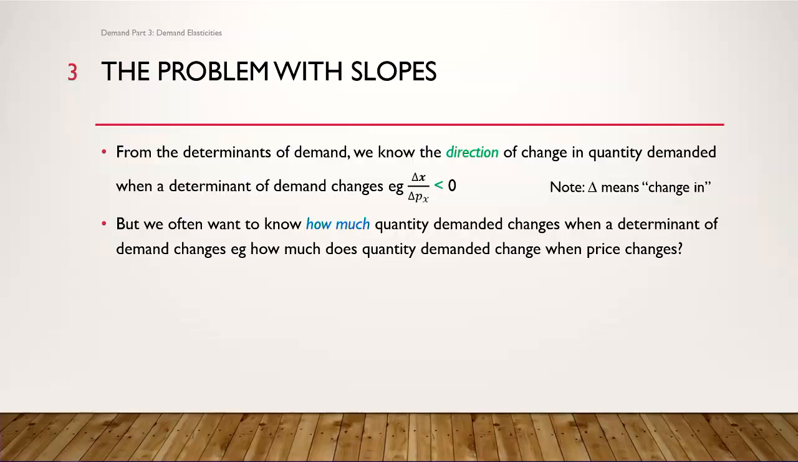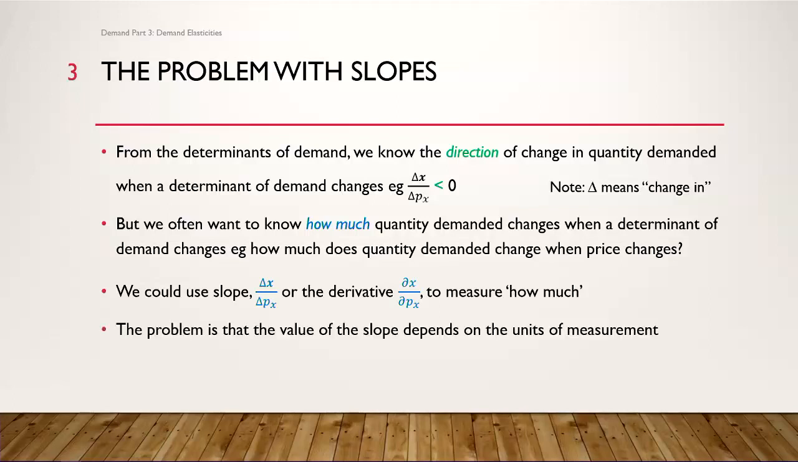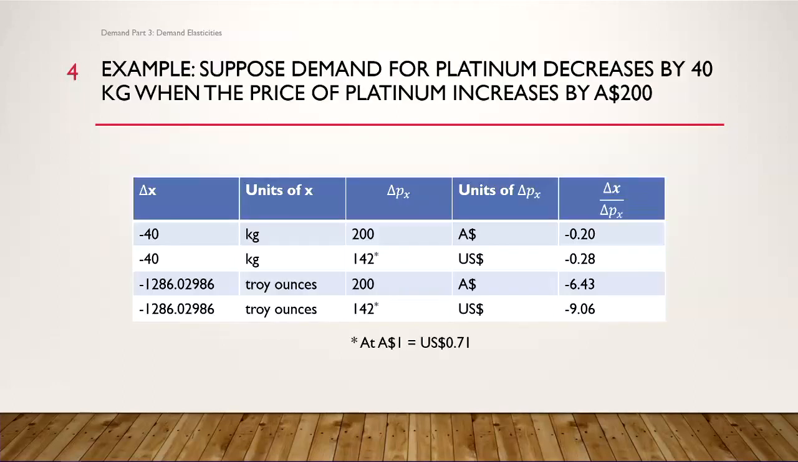Well, the natural thing is to use the slope estimate to see how much it changes, right? So take the change in X or the change in the price of X. Now, if the demand curve is differentiable, we can just take the derivative of X with respect to the change in price of X. The problem with using the slope is that the value you get out for the slope depends upon the units of measurement. So I made an example here.